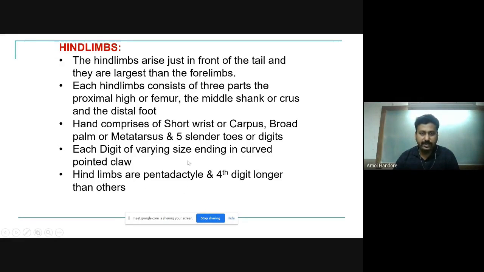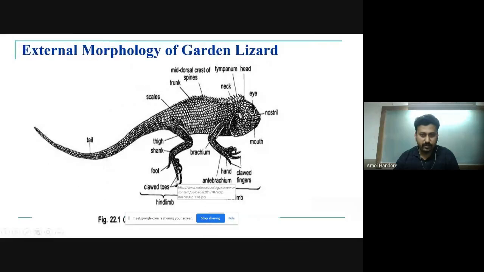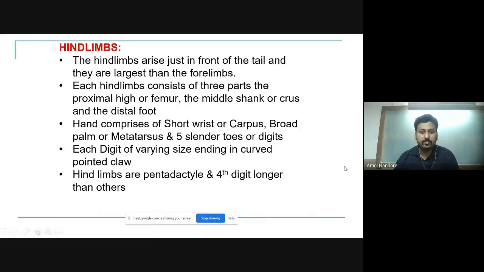What is meant by pentadactyl? They have 5 digits or fingers, and the 4th digit or 4th finger is longer than the others. So here you can see there is 1 digit which is extremely longer in size compared to the remaining 4. So the 4th digit is the longest digit or finger, and they are pentadactyl hind limbs.